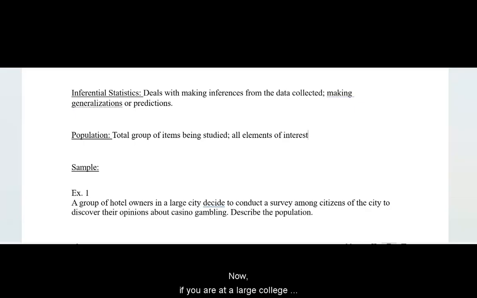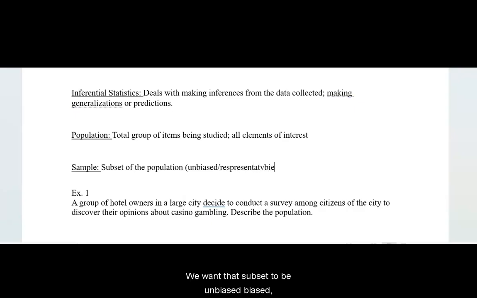Now, if you are at a large college like the one I teach at, we have a lot of students. And so maybe instead of looking at every single student, which would be the population that I'm studying, I'm going to take a sample of the population, which is what we call a subset. That would be a subset of the population. But here's the key. We want that subset to be unbiased, representative, and random. Okay, very important.